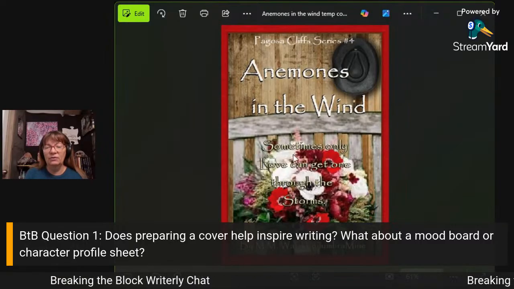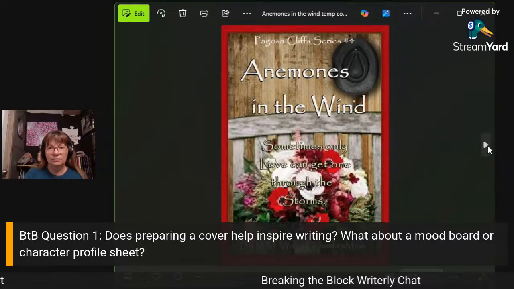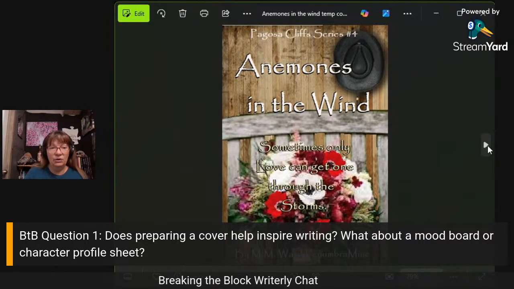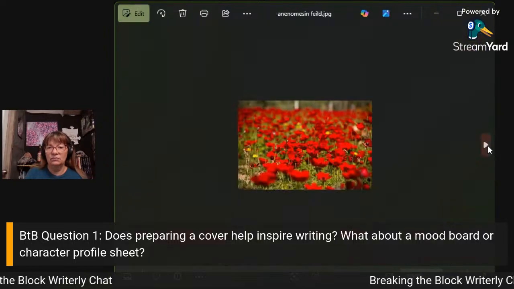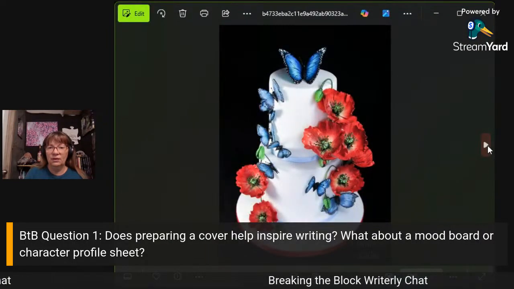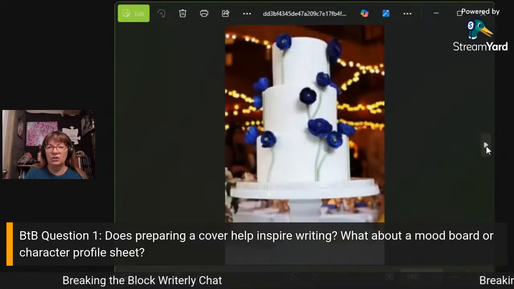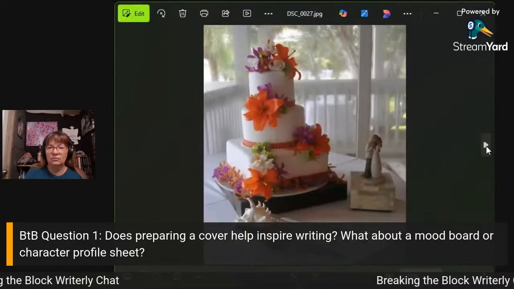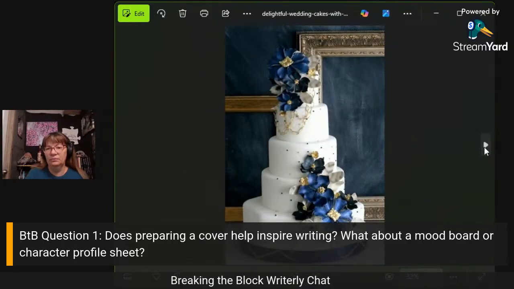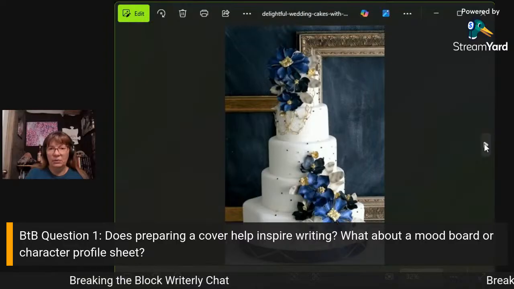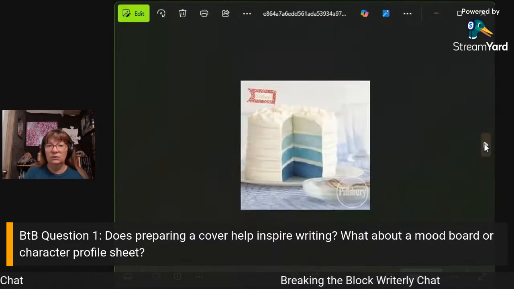And Enemies in the Wind, this was one of the covers that I had played with. Of course, all the images of flowers and just amazing cake images, because when you write a baker, you need cake images. This is an image that I had found that I thought helped me, that I had on the mood board for the Summon Enemies Are Blue.